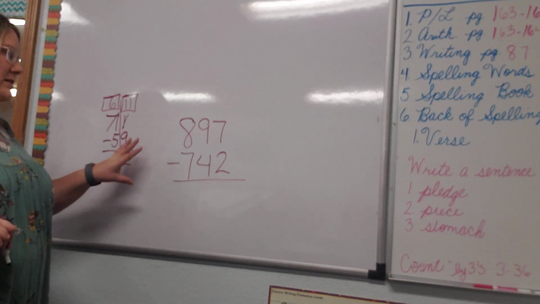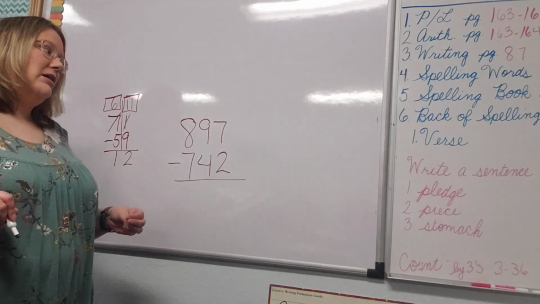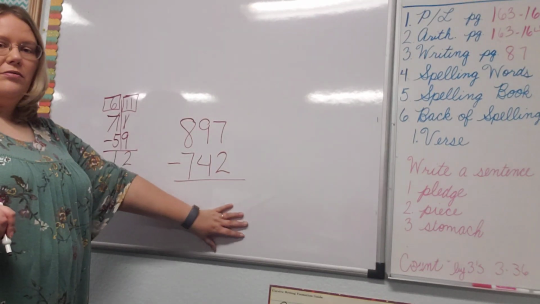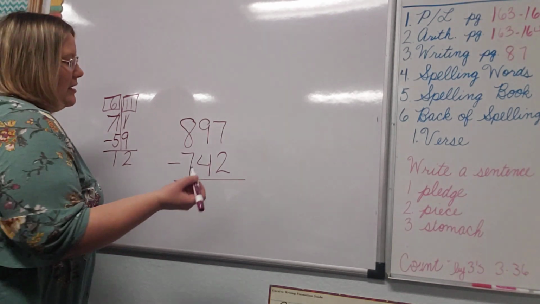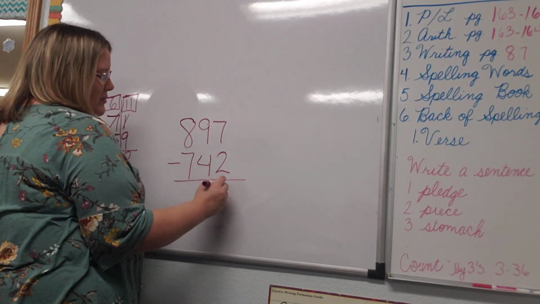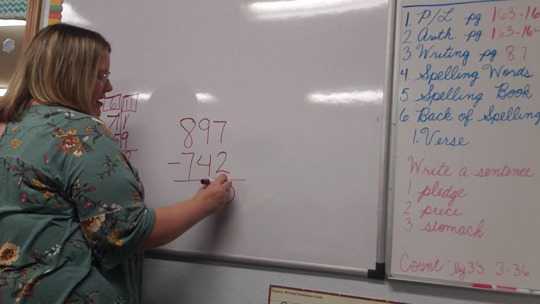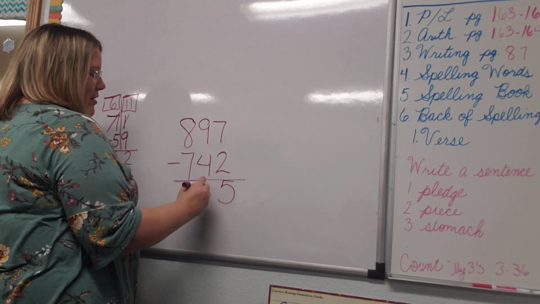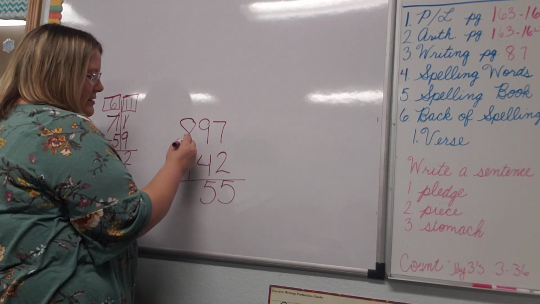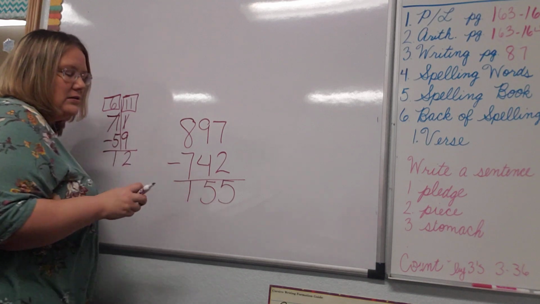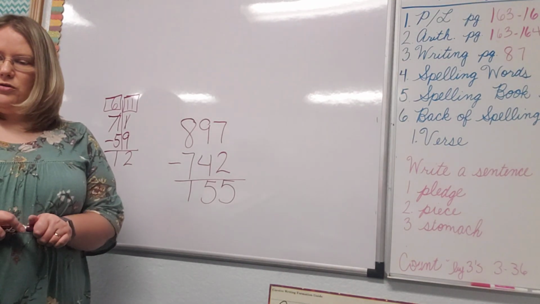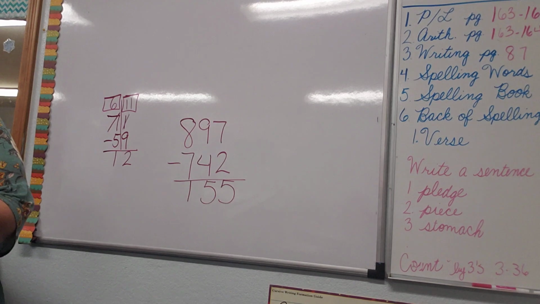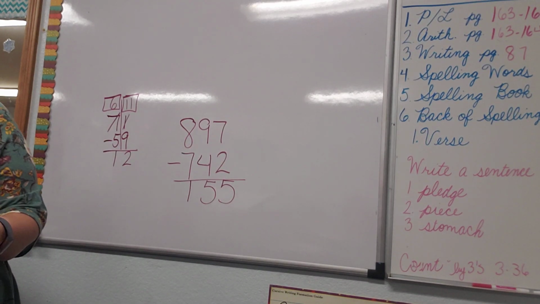So we're going to look at today subtracting 3-digit numbers. There is no borrowing. We're not talking about any borrowing yet. If I have 7, I can take 2 away and I get 5. I have 9 minus 4 is 5, and 8 minus 7 is 1. So really, I don't think we're going to have too much trouble with this. It's just subtracting 3 digits instead of 2.